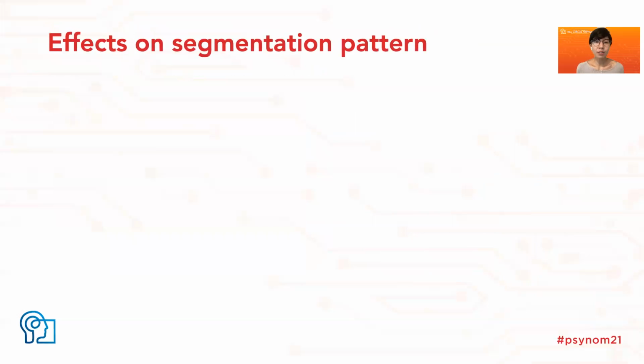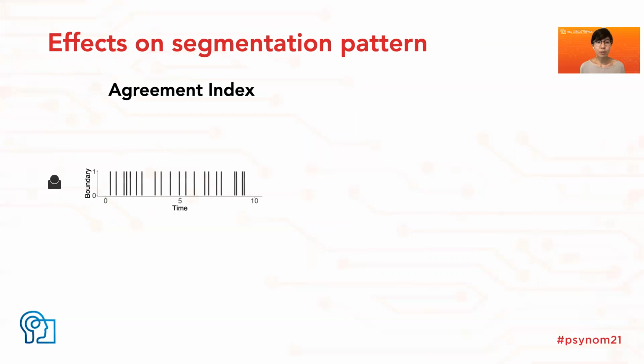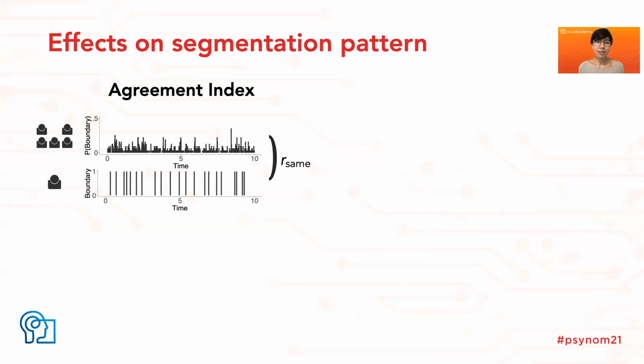To look at the effect of disrupting movies on segmentation patterns over time, we can calculate a metric called the agreement index, or how similar are segmentation patterns between individuals. To do this, we first transform individual segmentation performance as time series, indicating the presence or absence of a button press at every second. Agreement is then calculated by comparing individual time series with a group average time series, scaled for number of button presses.